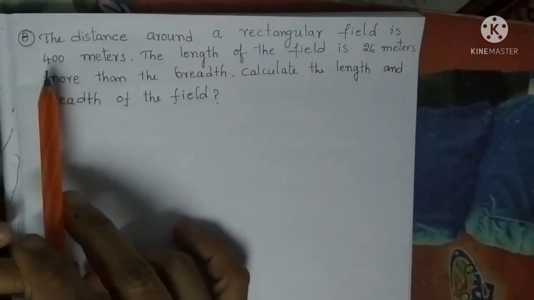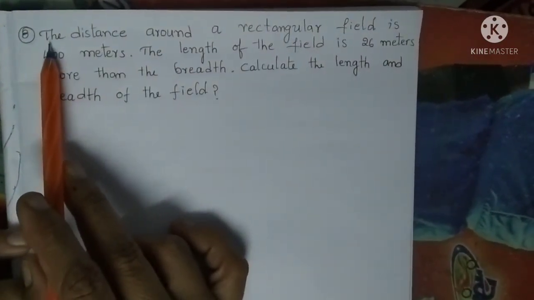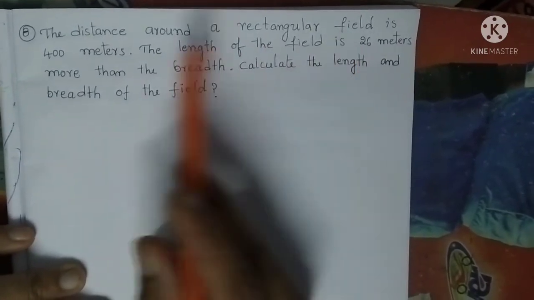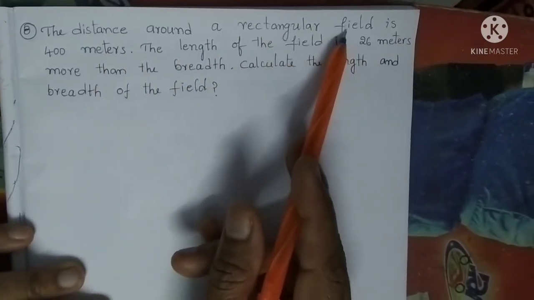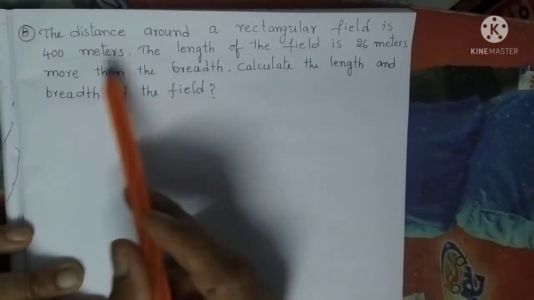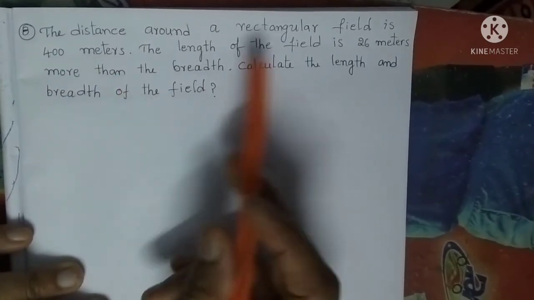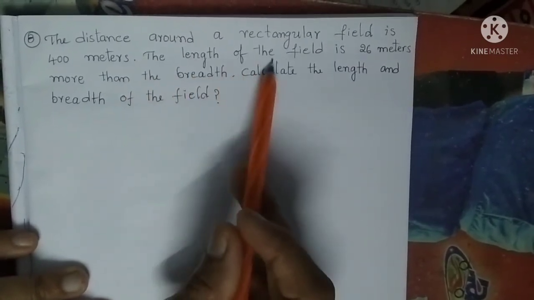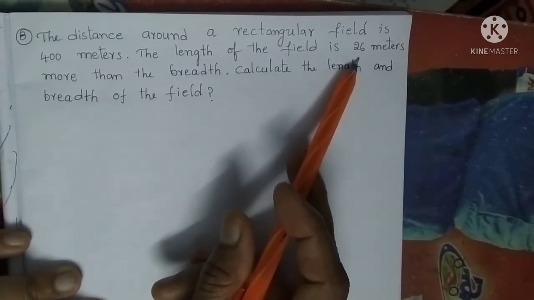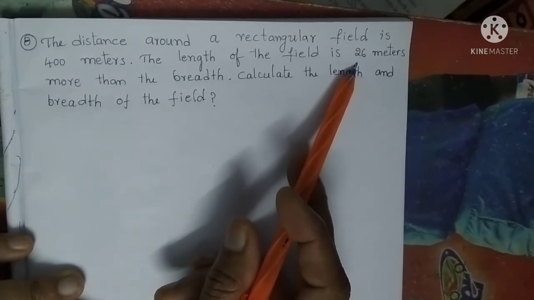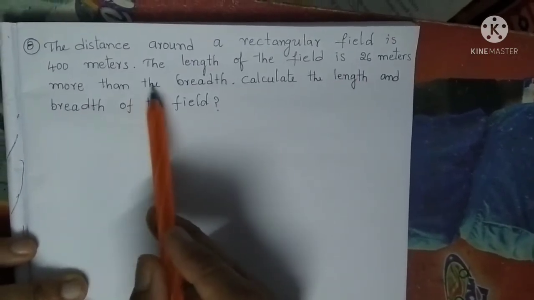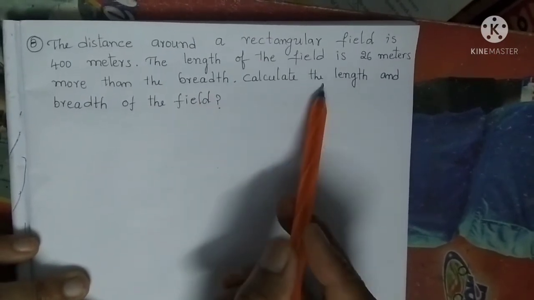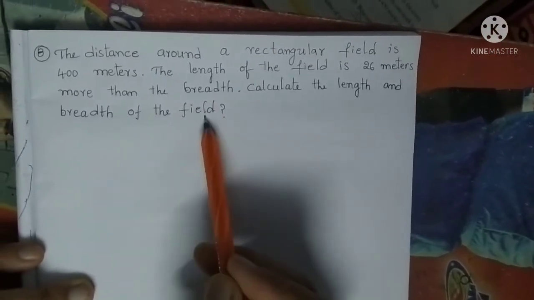Okay, this is the 8th question. Look at the 8th question, dear children. The distance around a rectangular field is 400 meters. The length of the field is 26 meters more than the breadth. Calculate the length and the breadth of the field.